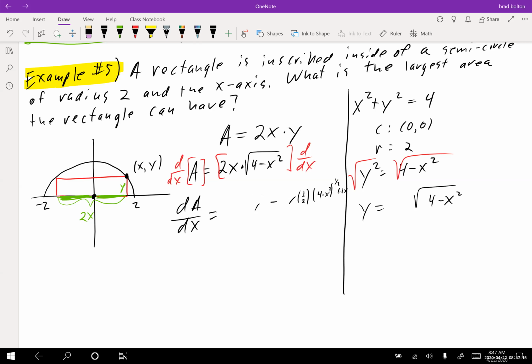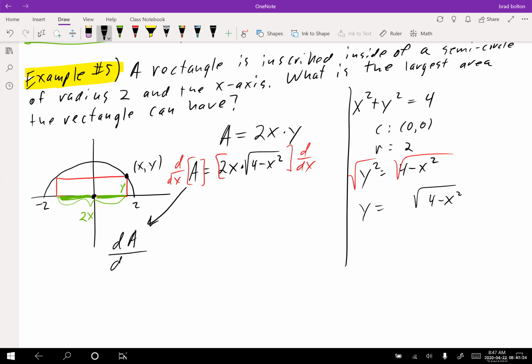You know what? I'm going to run out of room, so let me rewrite this. Let me move this over here. So we have dA/dx is equal to 2 times 4 minus x squared to the 1/2. So that's a rewrite of the square root of 4 minus x squared. Plus 2x times the derivative of 4 minus x squared to the 1/2, which would be 1/2 times 4 minus x squared to the negative 1/2. And then the chain rule says negative 2x gets attached.